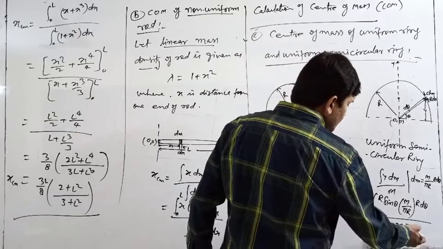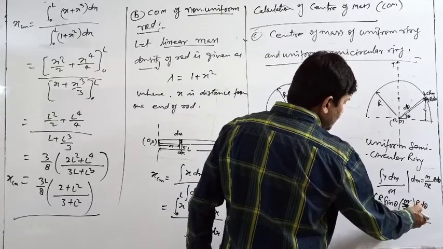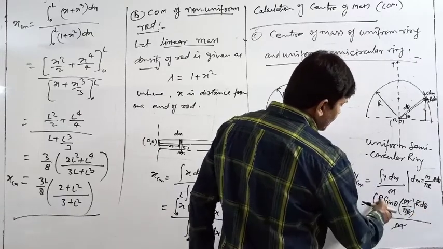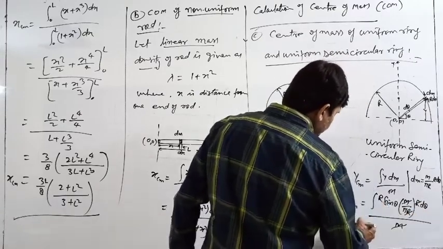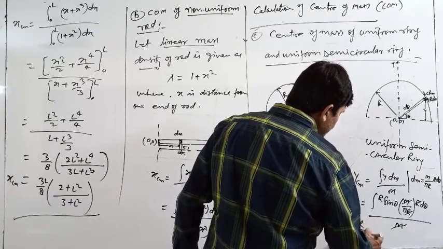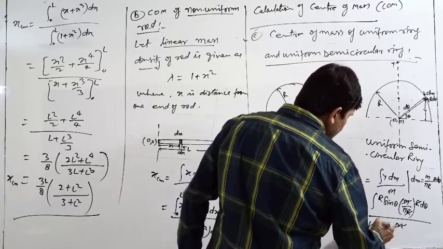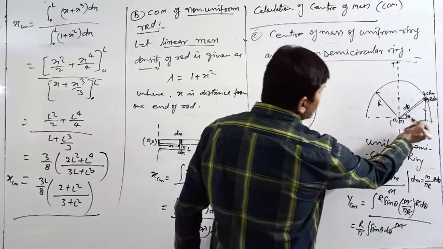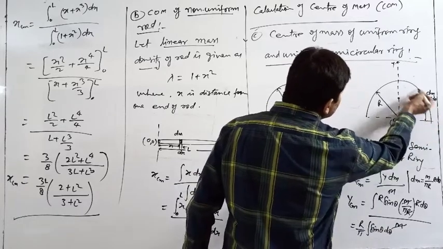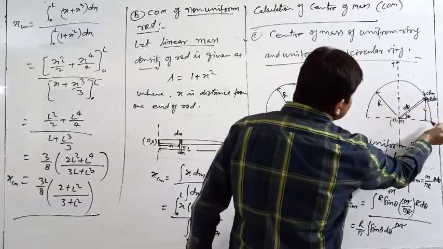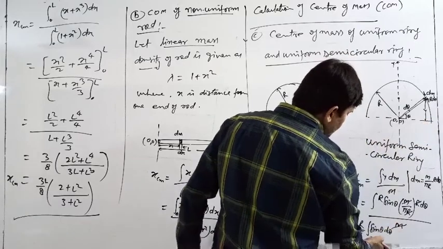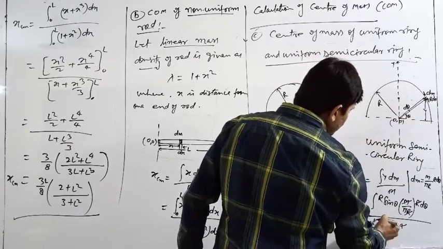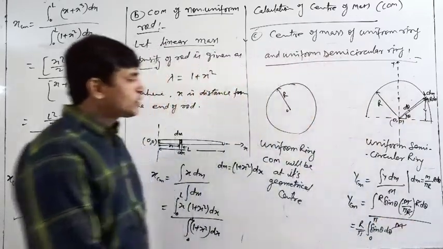Simplify. 1m cancel, 1r cancel. What is left? R by pi left. R by pi, then sin theta d theta. Now this element goes from here to here. When the element is here, then theta value is 0, the limit 0. When element reaches here, then theta is pi, the limit is pi. 0 to pi.